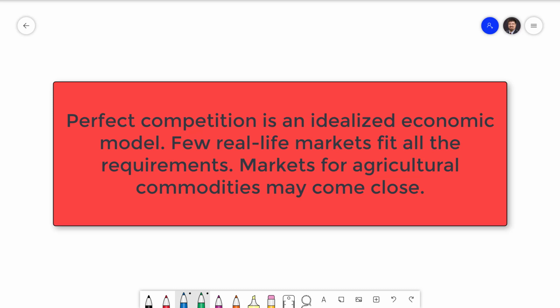Markets for agricultural commodities may come close when there are a large number of farms. Grains like wheat and corn are effectively homogeneous. There are also lots of buyers in the sense that everyone buys food. However, there are many agricultural markets where large farmers and large buyers have started to dominate the market.